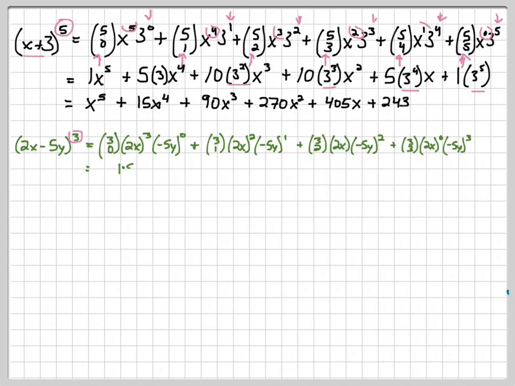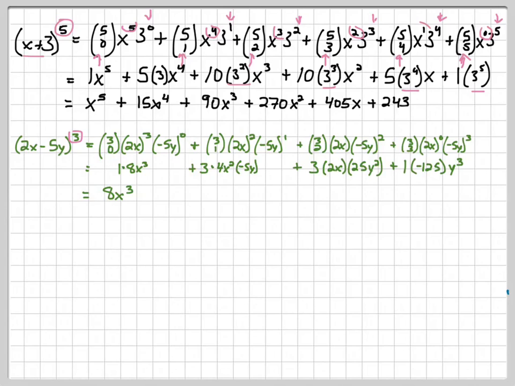2 times 2 is 4 times 2 is 8, x cubed, and then we have our negative 5y to the 0 power, so that's going to be 1. 3 choose 1 is 3, 2x squared, so that's going to give us 4x squared, and negative 5y. Plus 3 choose 2 is 3, 2x times 2x, times negative 5y squared, which is positive 25y squared. And then finally 3 choose 3, which is 1, 2x to the 0 power is 1, and negative 5y is negative 125y cubed. Again, just doing some basic computations.